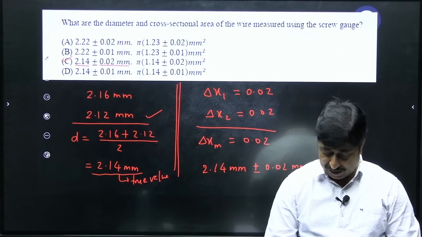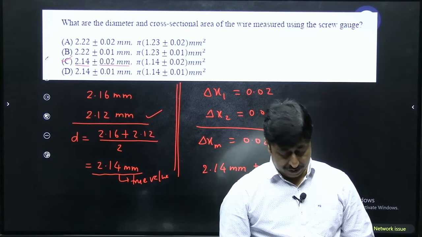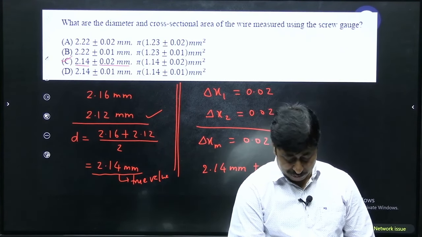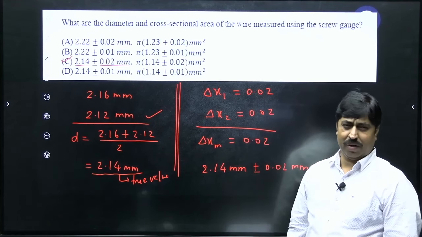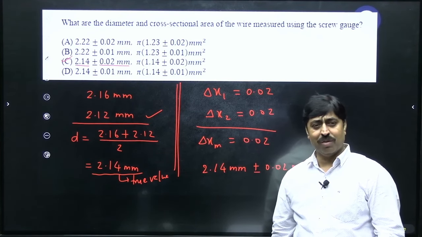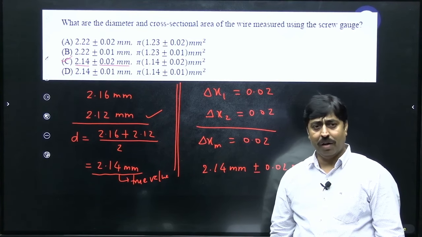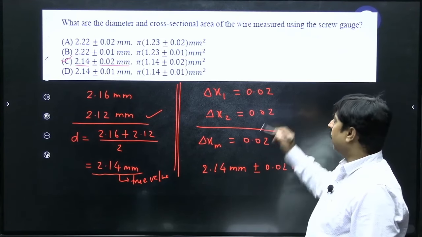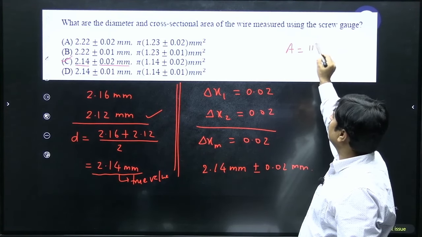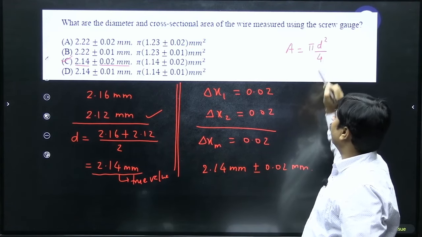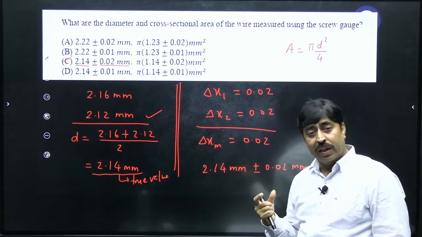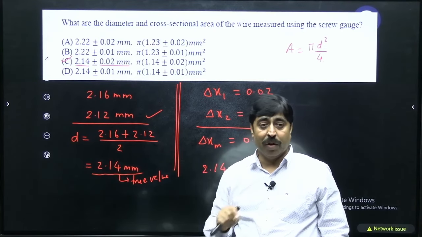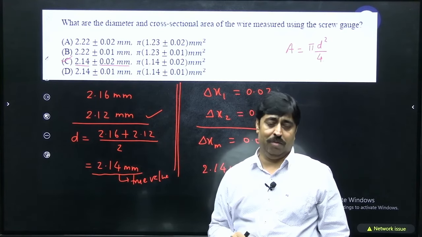Though I am your teacher and we are not here just to somehow find the answer, so let me tell you how you should write the area. In fact, I need not tell you, you all know that. The diameter is known, half of diameter is radius, and pi r square is the area. So, if you wish to calculate the cross sectional area, it is pi d square by 4. So, you will calculate this area assuming the value of d to be this much. Remember, because this is the true value accordingly.